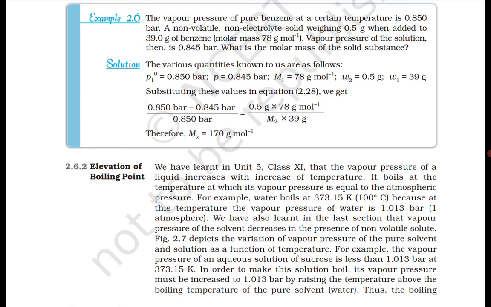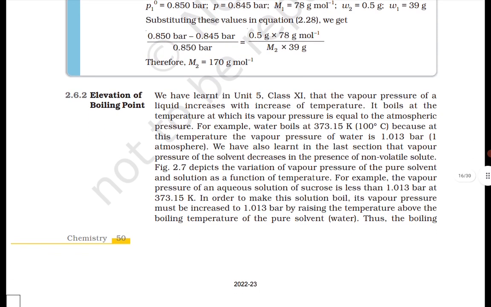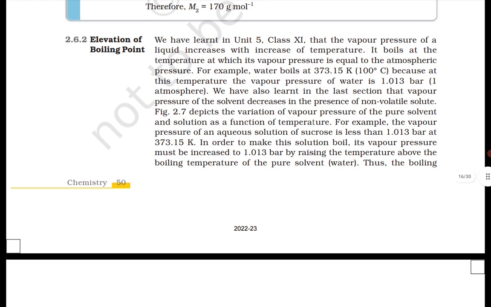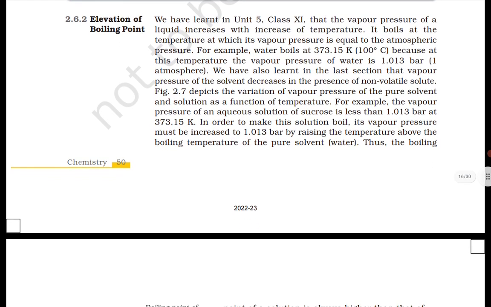2.6.2 Elevation of the boiling point. We have learnt in Unit 5, Class 11 that the vapor pressure of a liquid increases with the increase of temperature. It boils at the temperature at which its vapor pressure is equal to the atmospheric pressure. For example, water boils at 373.15 Kelvin, 100 degrees Celsius, because at this temperature the vapor pressure of the water is 1.013 bar, 1 atmosphere.